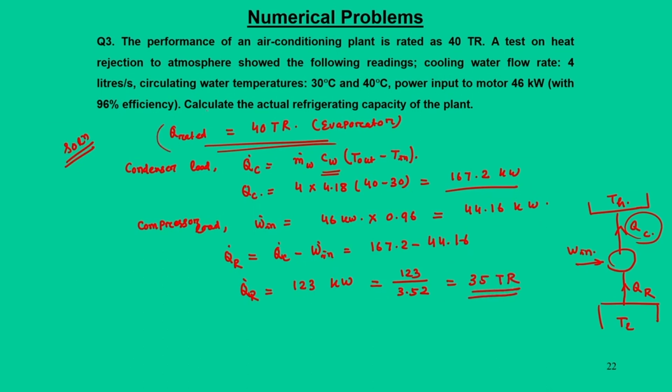The rated load is 40 TR. So, we can say that the plant is operating below its rated capacity. So, it is a feasible option.